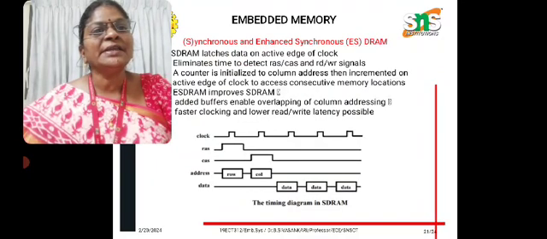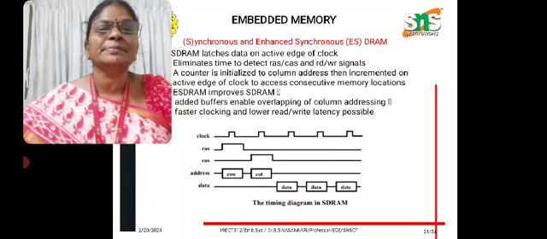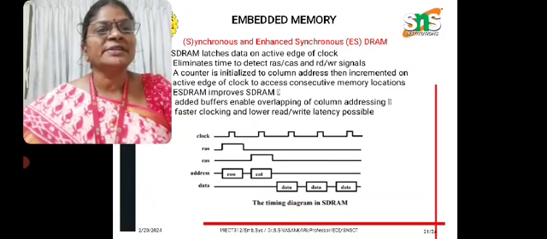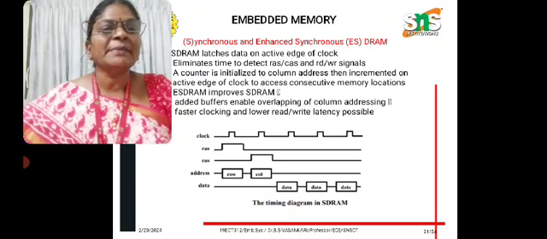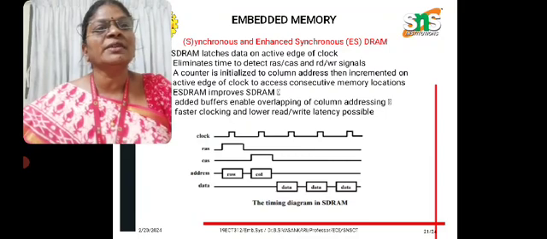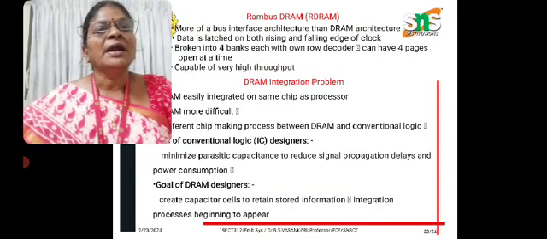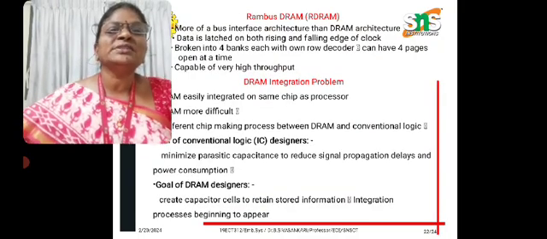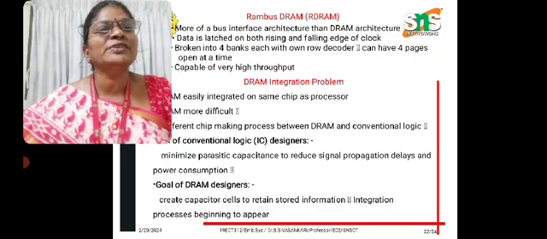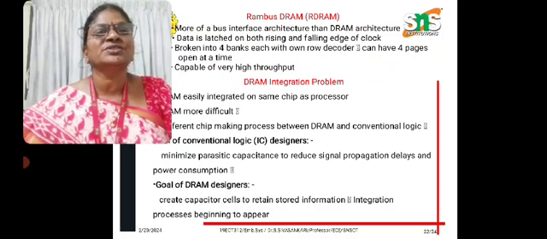And next, SDRAM and ESDRAM: synchronous and enhanced synchronous DRAM. ES represents enhanced synchronous, and this is the timing diagram of SDRAM, in which a latch latches data on the active edge of the clock. And RAMBUS DRAM, that is RDRAM, is more of a bus interface architecture than a DRAM architecture. It is capable of very high throughput.